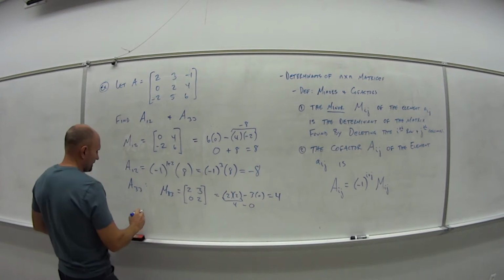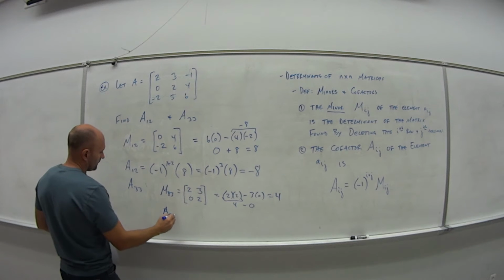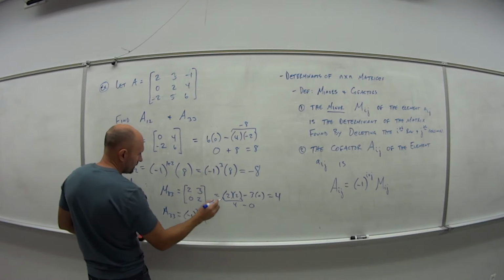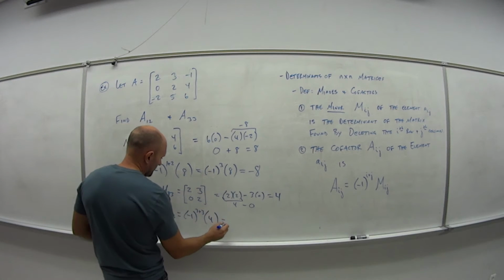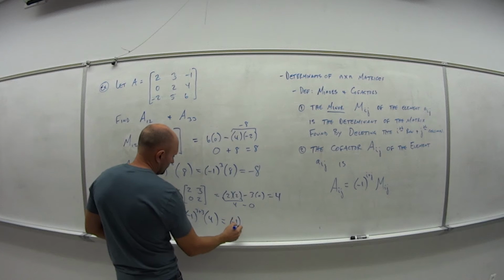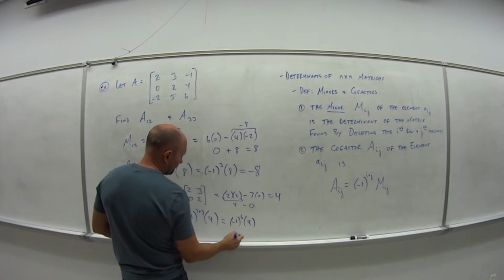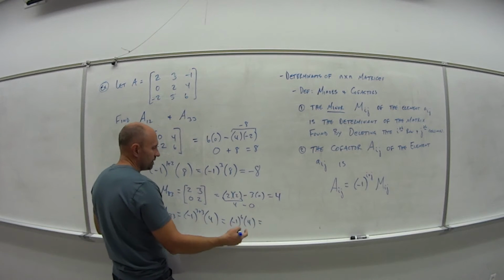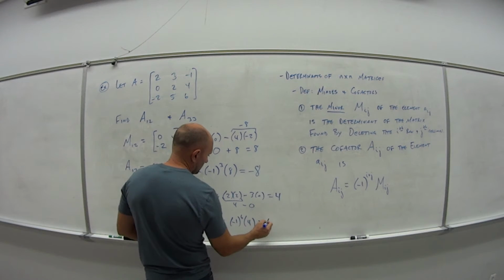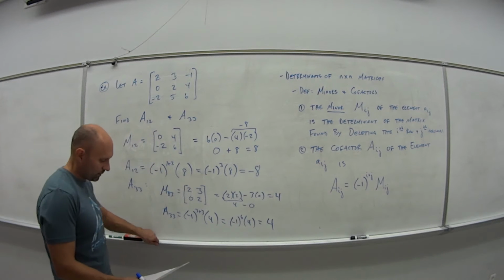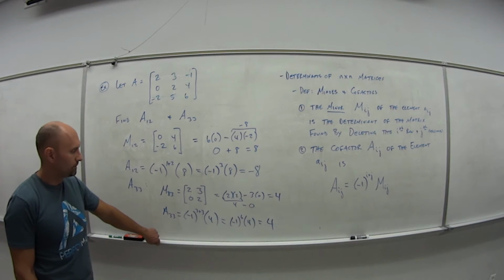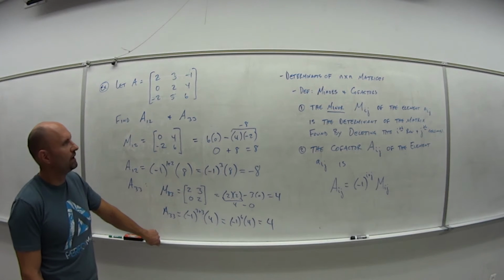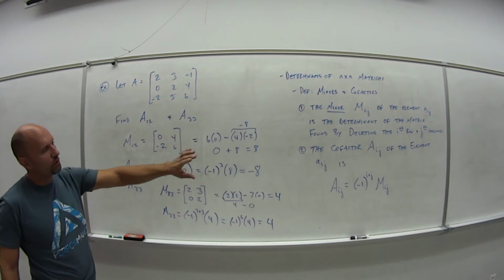Now, A33 is equal to negative 1 to the 3 plus 3 power times positive 4. It's negative 1 to the 6th times 4. Negative 1 to the 6th power, because it's a negative an even number of times, is going to be positive 1 times 4. Positive 1 times 4 is 4. So that's how we figure out minors and cofactors.